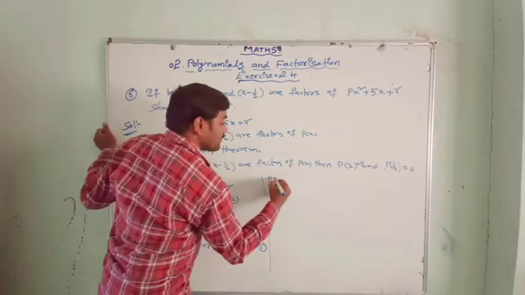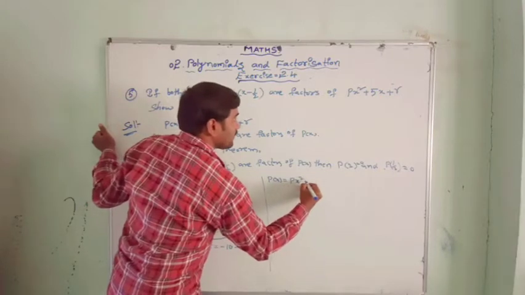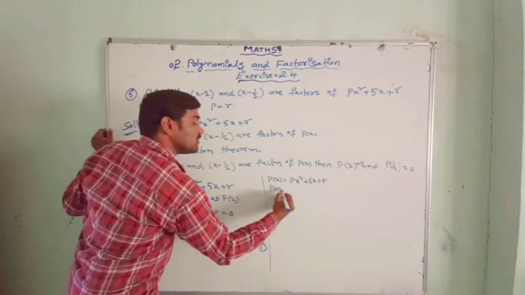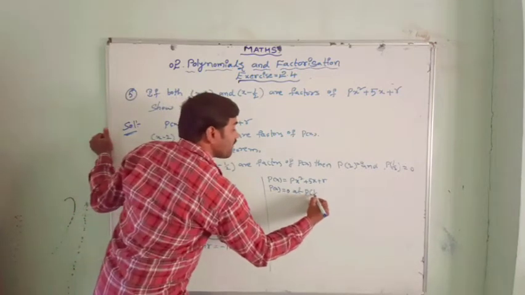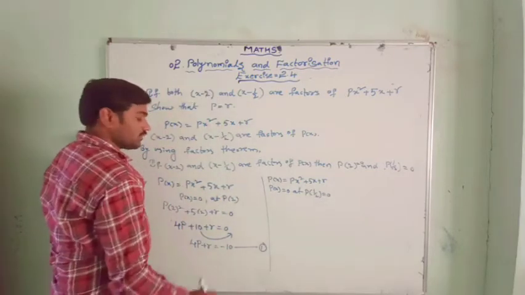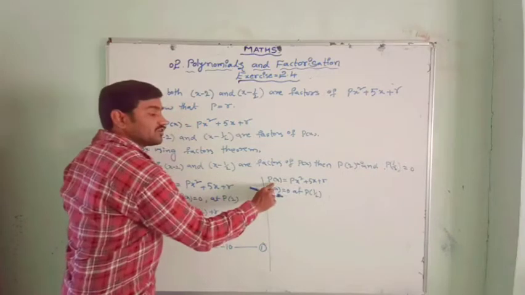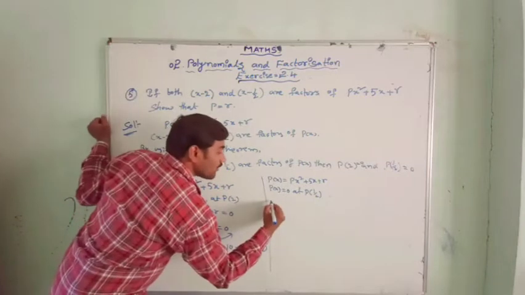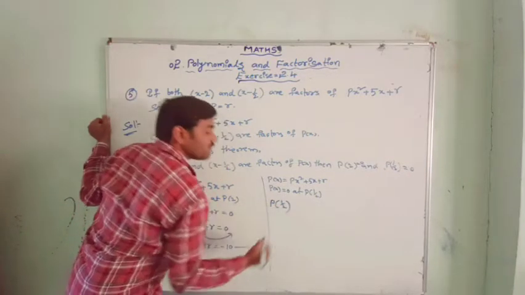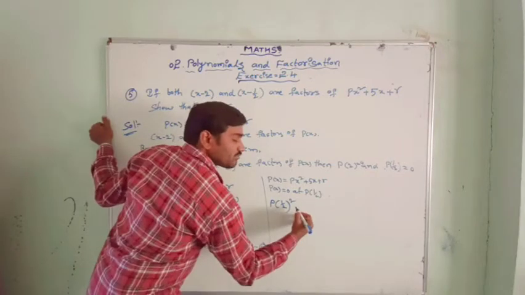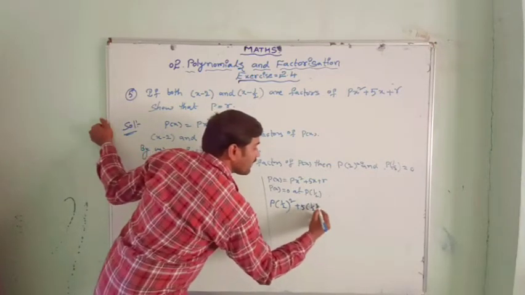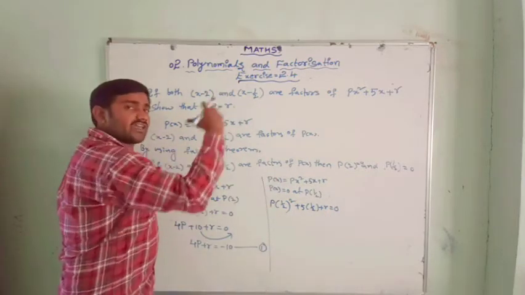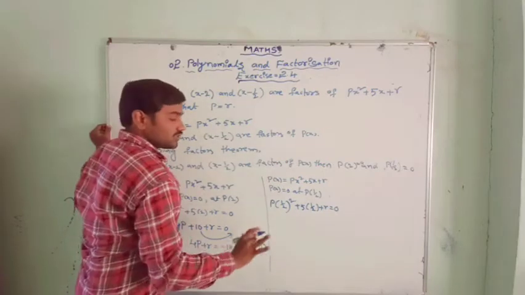Let us take the polynomial p of x, that is px square plus 5x plus r. In this case let us take p of x equal to 0 at p of 1 by 2, because x minus 1 by 2 is a factor. So in the place of x I am going to put 1 by 2. So p into 1 by 2 whole square plus 5 into 1 by 2 plus r equal to 0. I made it equal to 0 because already they are factors. If they are factors, definitely that will be equal to 0.